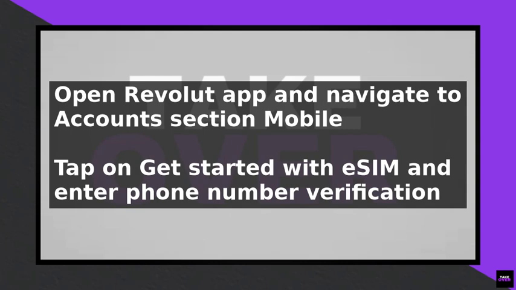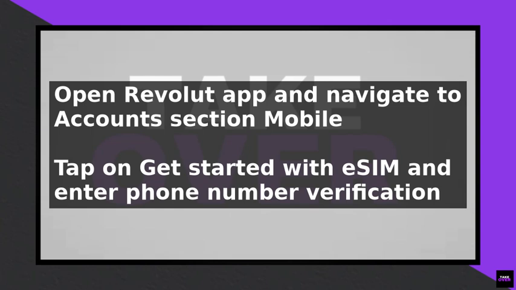Choose from the available options and select the plan that suits your needs. Review the plan details, including data limits, coverage, and pricing, before confirming your selection. After selecting your plan, you will receive a QR code or an eSIM profile download link.